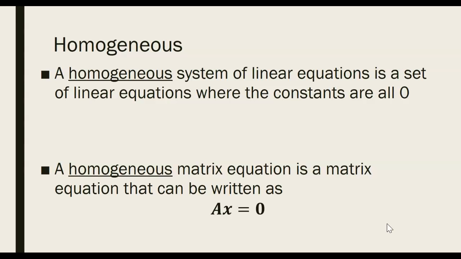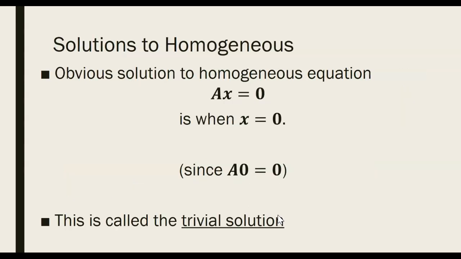Okay, so a homogeneous matrix equation is a matrix equation that looks like matrix times vector is equal to the 0 vector. When you have linear equations, it just means the constants are all 0. So if you're thinking about creating an augmented matrix, basically that right-hand most column is going to be all zeros. So homogeneous means that your output vector is the 0 vector.